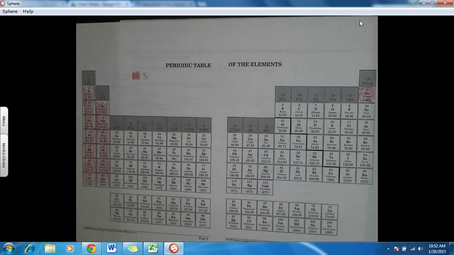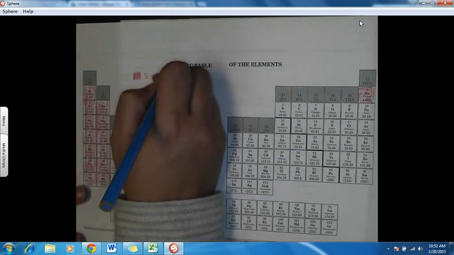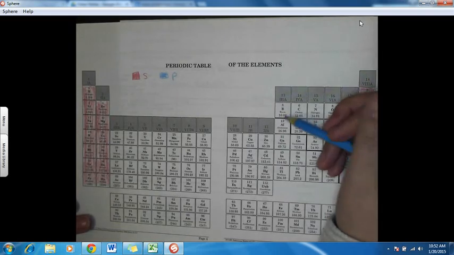Next, we have our P sublevel. I'm going to color that one blue. Our P sublevel are the 6 columns to the right.